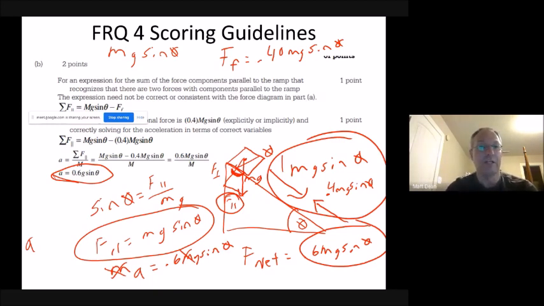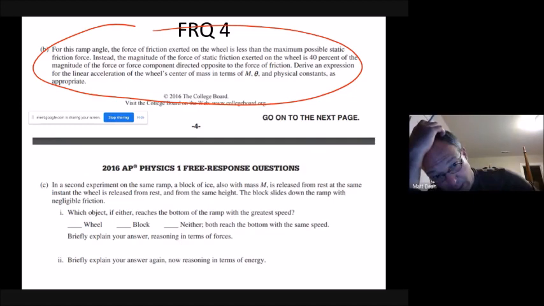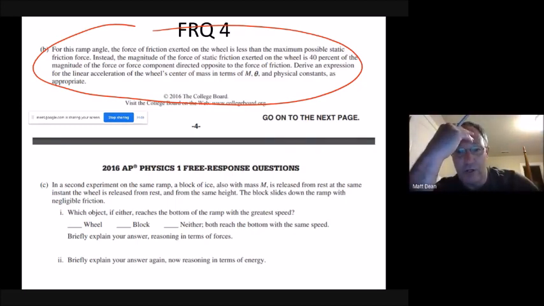What I think though is the most interesting part of this question is part C. So here's part C. In a second experiment on the same ramp, a block of ice, also with mass m, is released from rest at the same instant the wheel is released from rest, from the same height. The block slides down the ramp with negligible friction. Which object, if either, reaches the bottom of the ramp with the greatest speed?